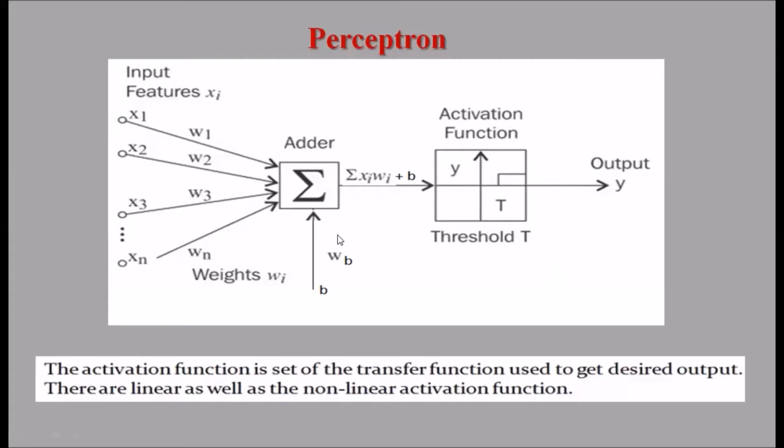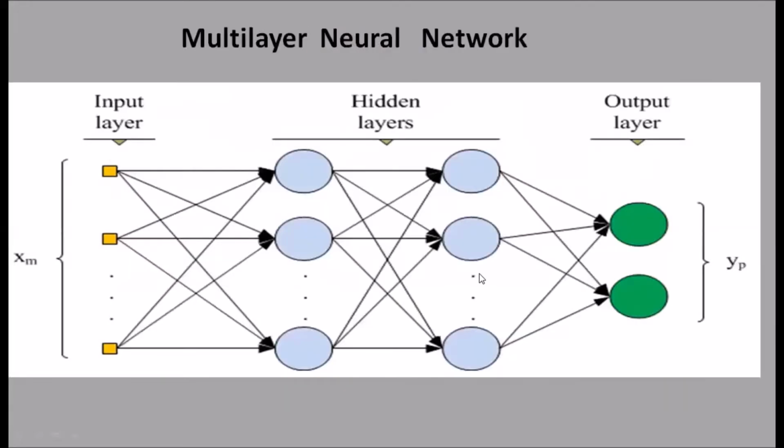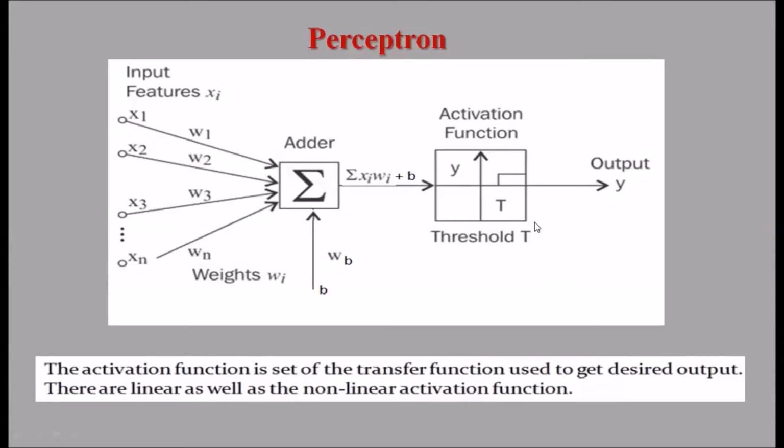So bias signal can also be multiplied by weight. It depends upon application or the structure of perceptron or neural network. So here actually WB is not written, but this sum is added with this bias multiplied by WB. So this is the output of adder of this perceptron. So this output should pass through activation function.